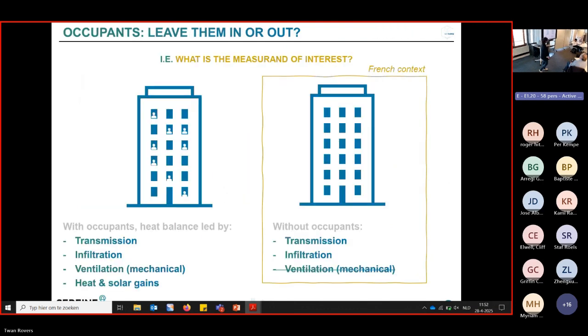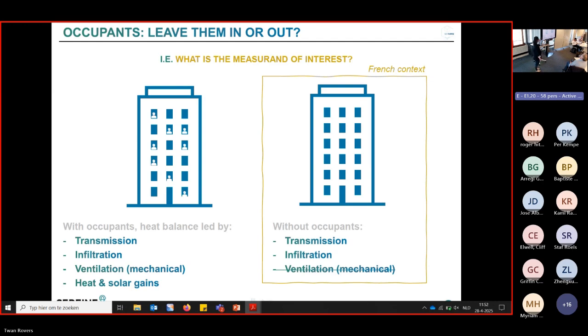So the first thing in developing such a method is to think: can we, this time, gently ask the occupants to leave the building? The answer is no. Not only because it's operationally very difficult, but also because when you have occupants, your heat balance is led by heat transfer through transmission, infiltration, ventilation, and heat and solar gains.